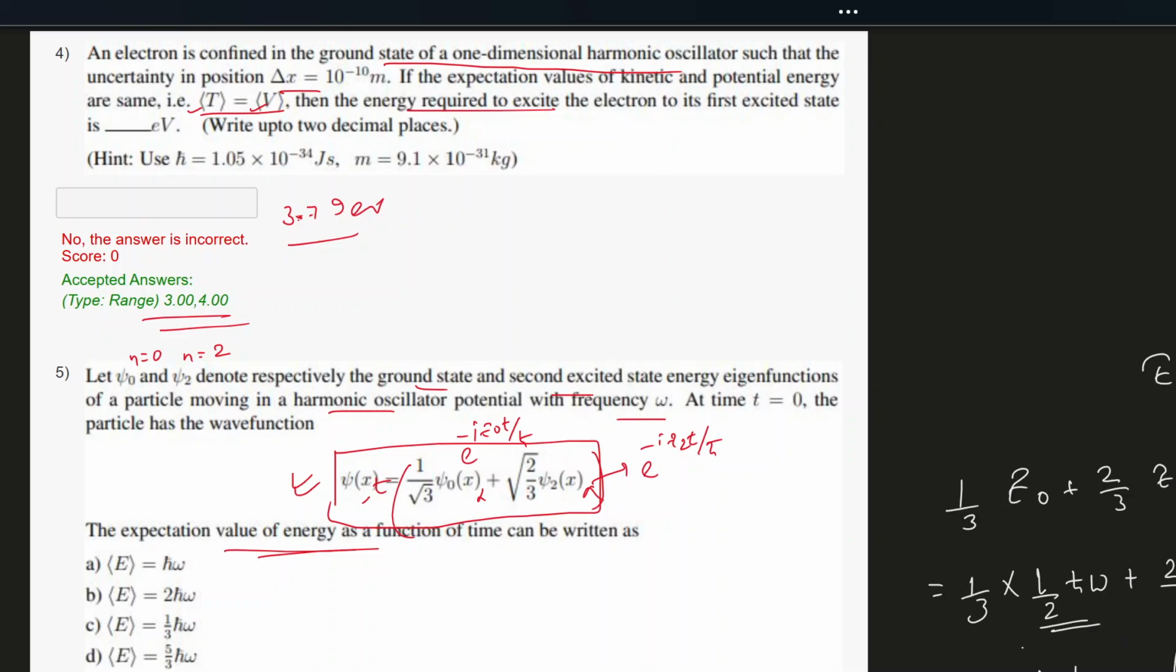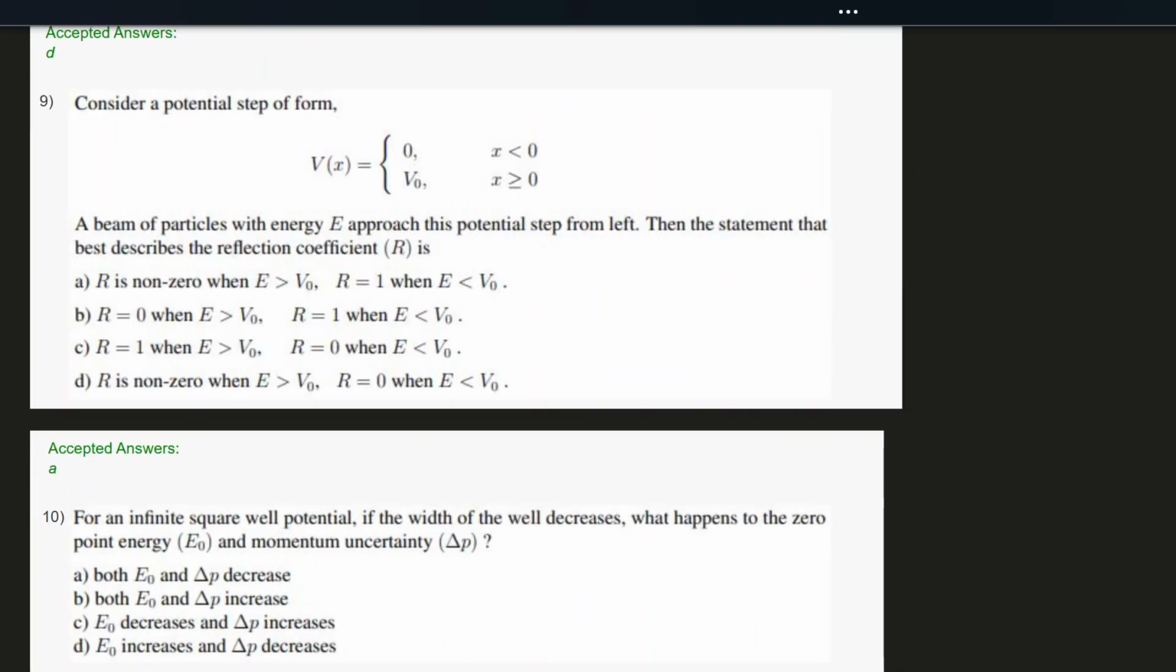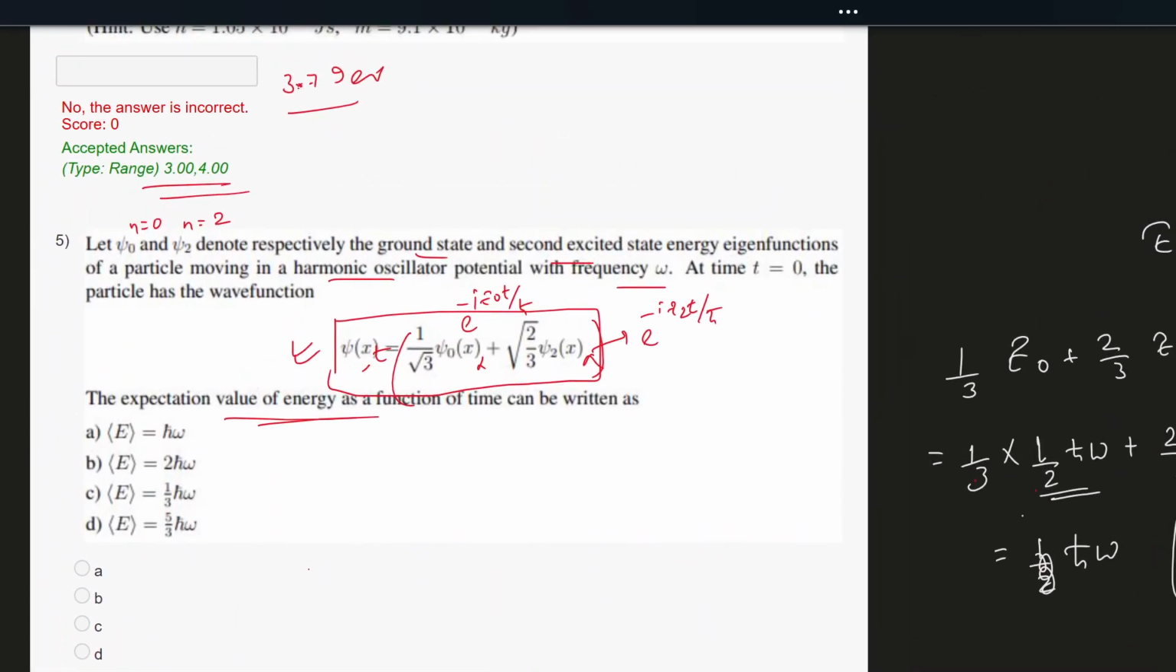That means if you take h cut omega common, then this is 1/3 into 1/2 is 1/6 plus 10 by 6. This is 11 by 6 h cut omega. Okay, and somehow we are not getting that. I think the answer options are not correct here, but this is the final answer that you will get out of here. So okay, this is done.